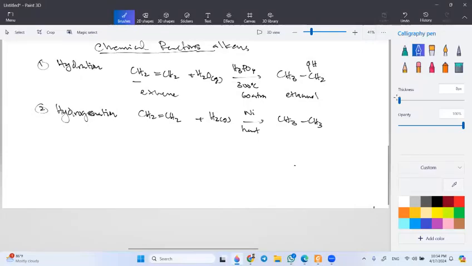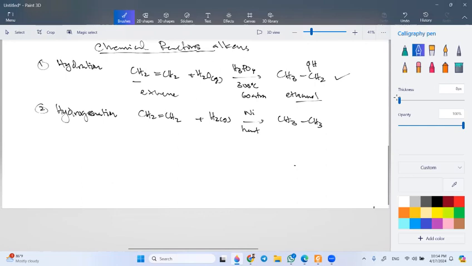Now in chemical reactions of alkene, first one is hydration. Hydration means adding water molecule. So when you add water molecule, we have to use H3PO4, 300 Celsius and 60 atm. So we are getting alcohol, ethanol.